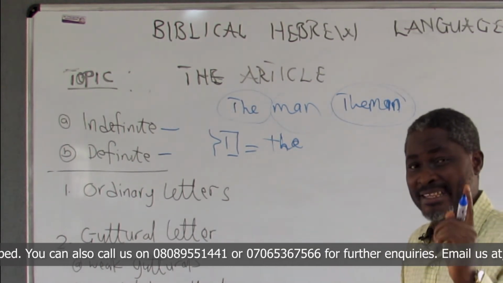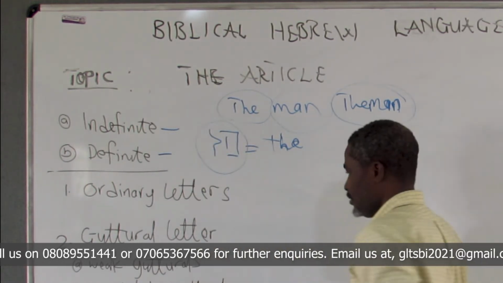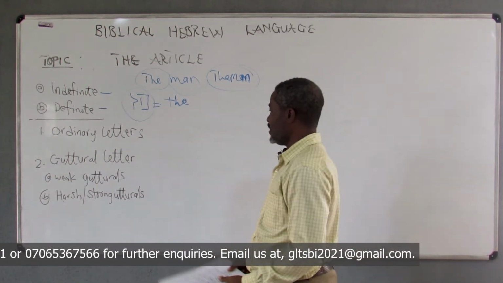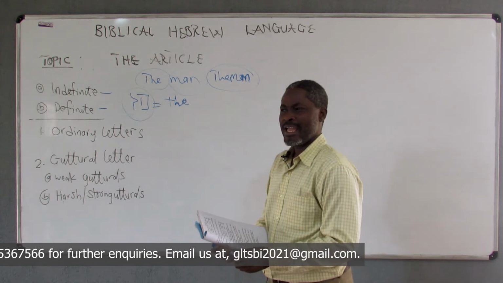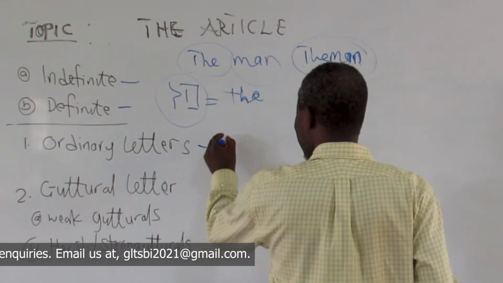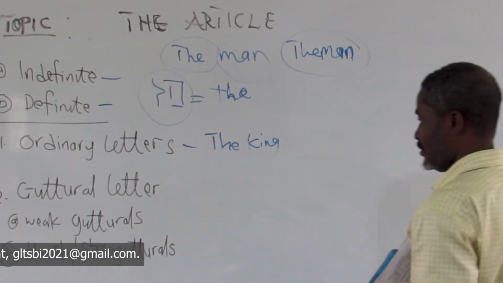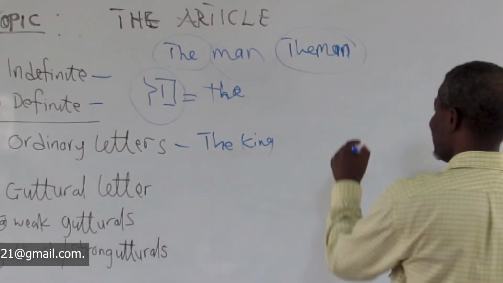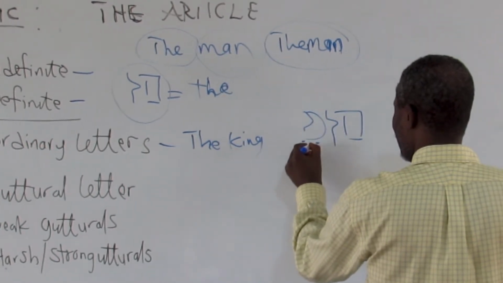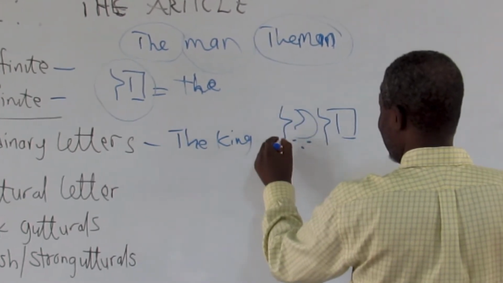So the word for the, the article, in Hebrew is first of all, hal. So there are ways to apply it to the word it governs. The first one is when it comes to an ordinary letter, you are attaching it to an ordinary letter. For example, you want to say the king. First of all, what you write is hal melech. Hal melech.